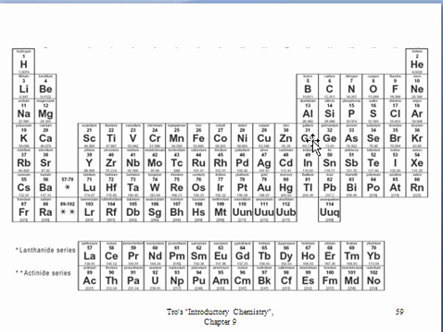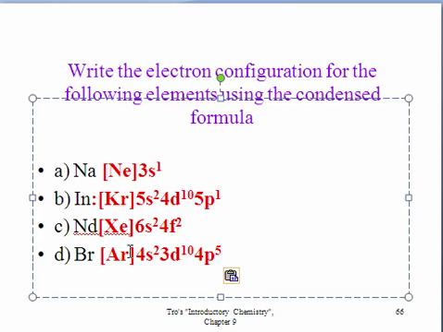Oh gosh, I can't count. 4p1, 4p2, 4p3, 4p4, 4p5. So here's our noble gas that takes up the first 18 electrons. Then as we go across the period, 4s2, 3d10, and 4p5.